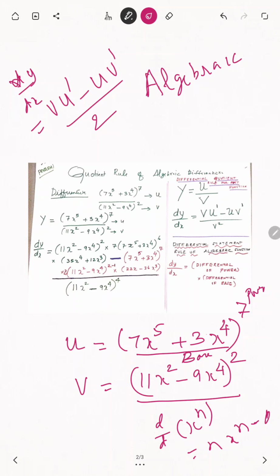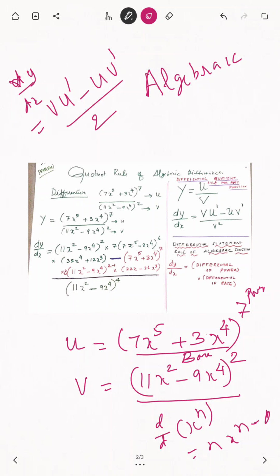If you want to differentiate u, there are two things available: differential of power and differential of base. Once the differential of power is over, we have to differentiate the base. If the base is completed, then only u dash will be completed.